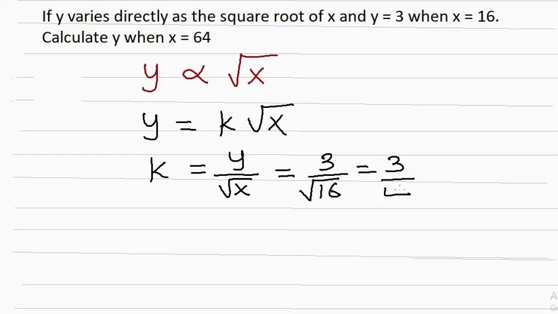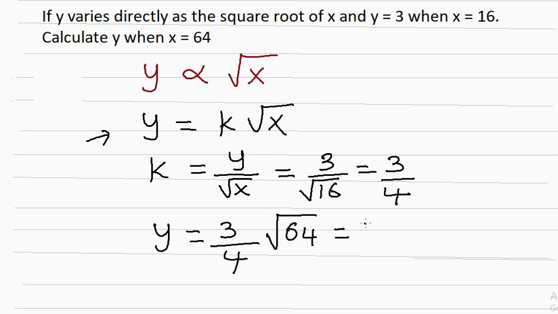So what are we looking for? We are being asked to calculate y when x is equal to 64. We are going to use this expression to do that. So y is going to be equal to k, which of course is 3 all over 4, times the square root of x, which is 64. The square root of 64 is 8, and you know very well that 8 divided by 4 is 2. 2 times 3 is 6. So the answer is 6.